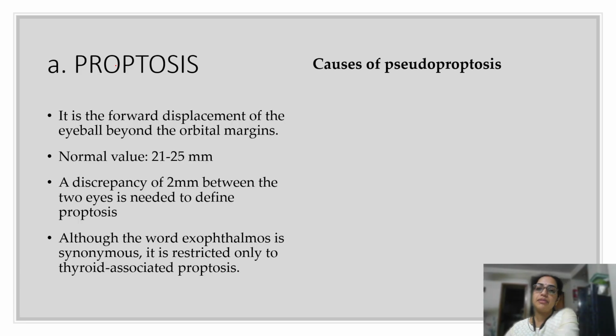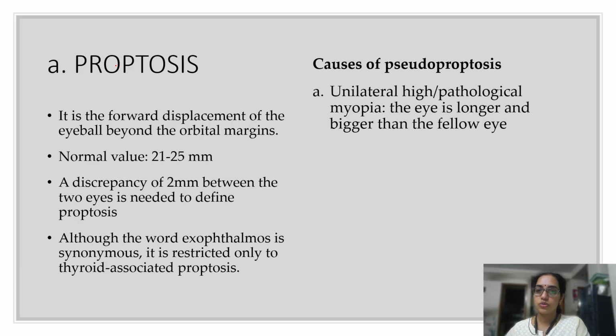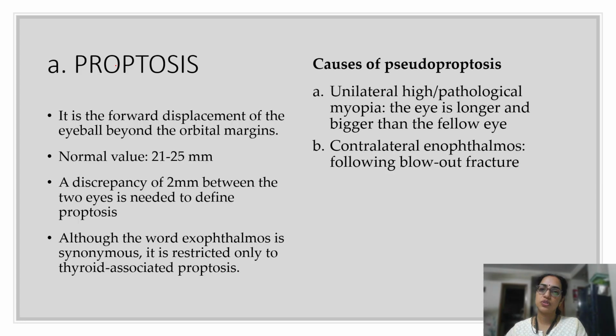Before we label any patient with proptosis, we should know what pseudoproptosis is. So when can an eye falsely look protruded? If there is unilateral high or bilateral high or pathological myopia, the eye looks elongated and longer and bigger and more prominent. So this is an important cause for pseudoproptosis. An axial length measurement will guide you to rule out true proptosis.